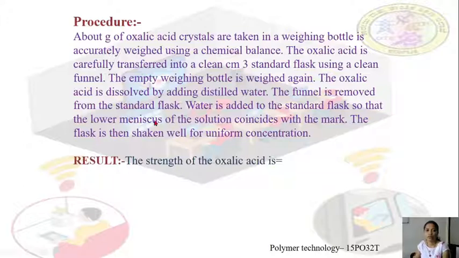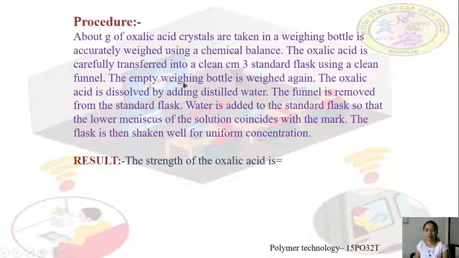Now, procedure. Here 1.575 gram of oxalic acid crystals are taken in a weighing bottle and accurately weighed using a chemical balance. The oxalic acid is carefully transferred into a clean 250 cm cube standard flask using a clean funnel. So we have taken here a 250 cm cube standard flask.